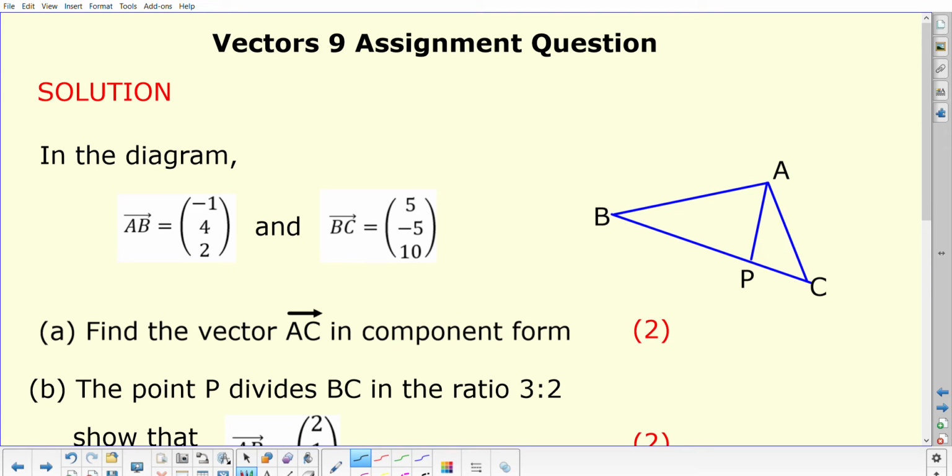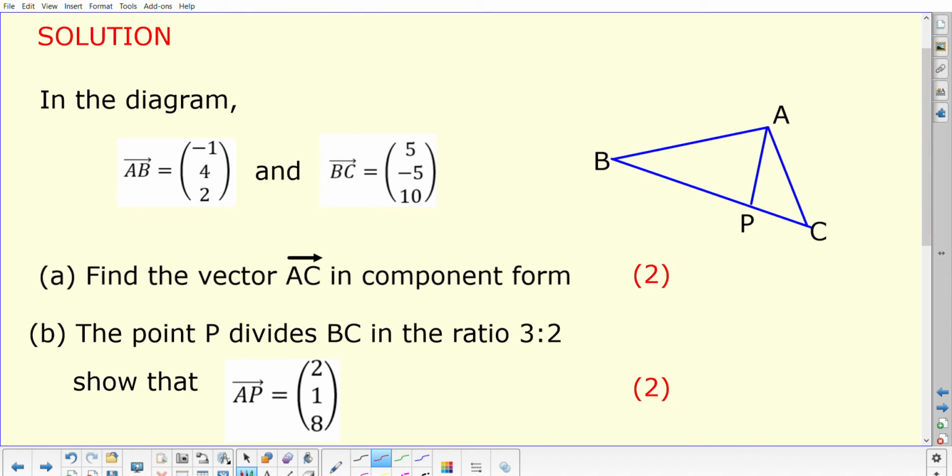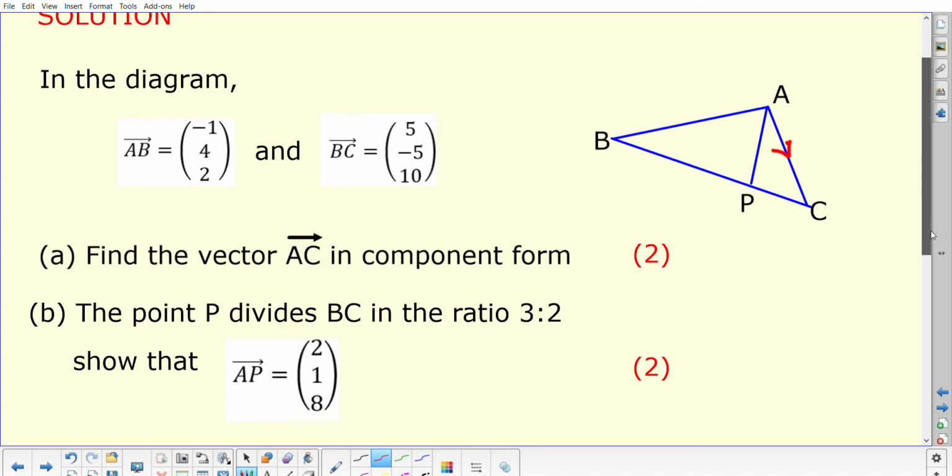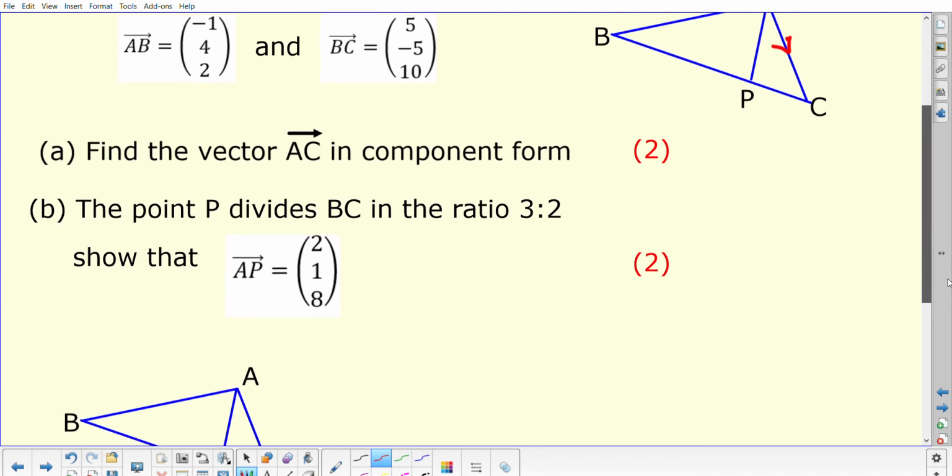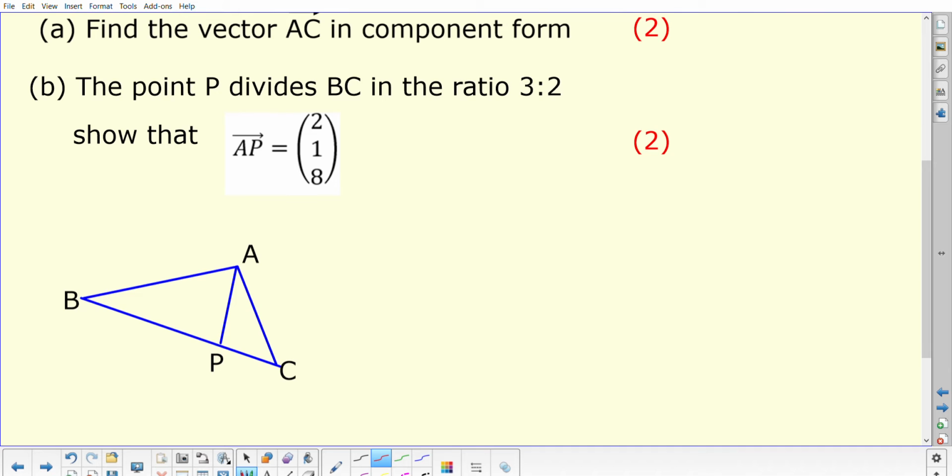So in this question, you were given the vectors representing the journey from A to B, and also the vector representing the journey to go from point B to point C. You're then asked to find the vector that would take you on a journey from A to C, so that direction.